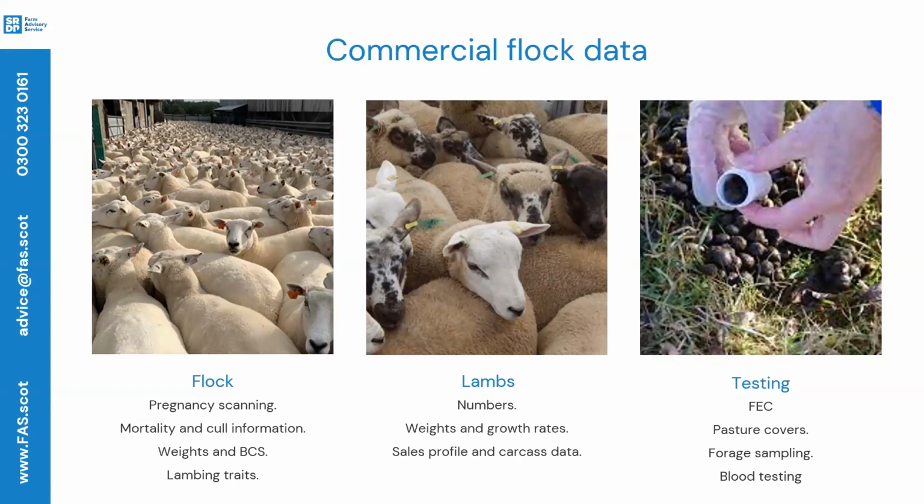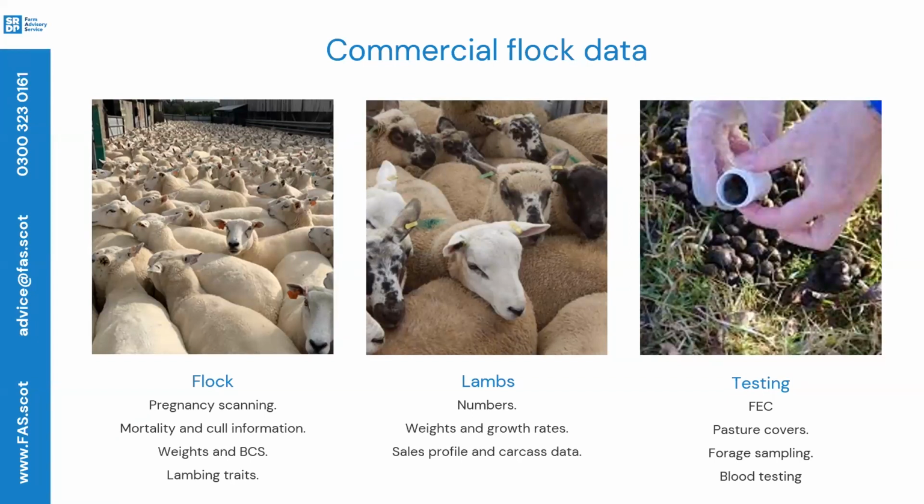And we've also got a multitude of traits that we can record at lambing as well that we spoke about last time. On the lamb front, we'll have numbers, and actually just getting a number on all the lambs in a flock at key handling times is a key KPI here to help us generate an understanding of where lamb losses are coming from. We'll also have weights and growth rates, and we'll have sales profiles and carcass data that we can learn from as well. And all this should inform not just our inputs and our time, but also potential for testing.